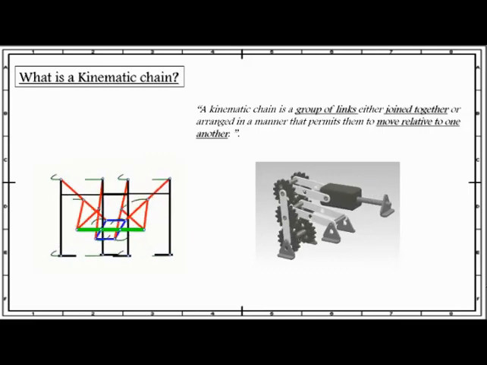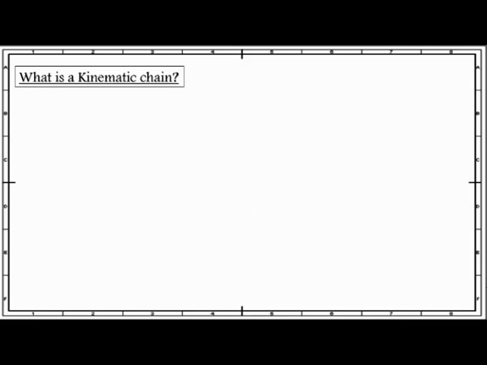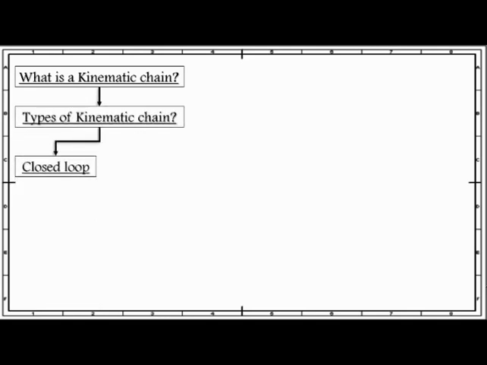Next thing that we are going to discuss is how many types of kinematic chains there are. There are basically two types of kinematic chain. First is the closed loop kinematic chain.